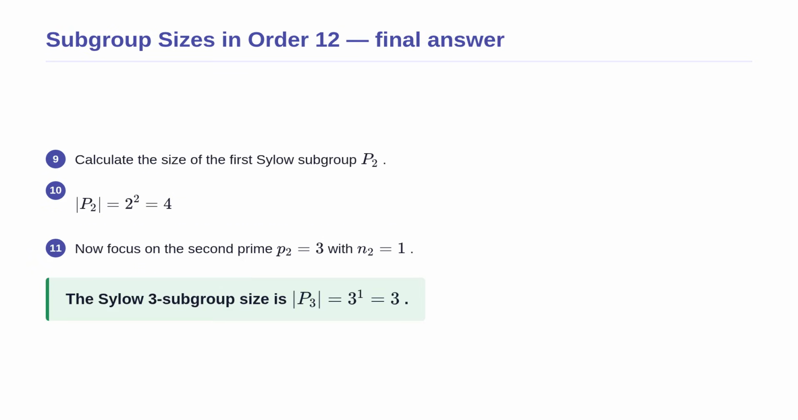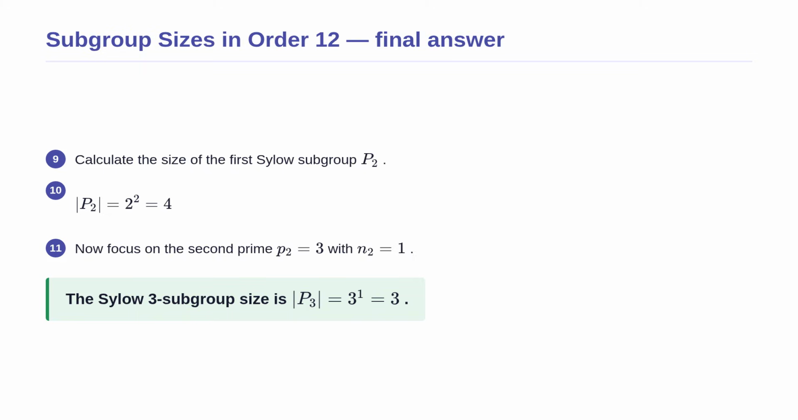Let us finalize the sizes for both subgroups. For our first prime, 2, we calculate the size of the Sylow subgroup, denoted as P2. By raising our prime 2 to its maximum power of 2, we get 4. This means any Sylow 2 subgroup inside this group will contain exactly 4 elements.